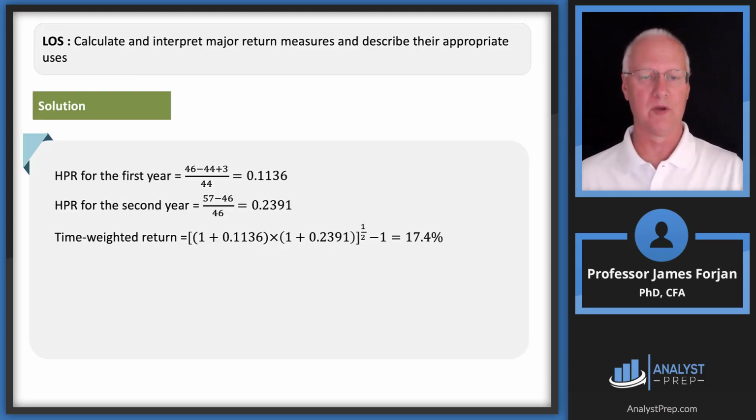So all we're going to do is compute those holding period returns. For the first year, that turns out to be 11.36%. For the second year, that turns out to be 23.91%. So that's just another illustration of what we did. What was that back on that very first slide in this slide deck? So we add 1 to each of those decimal forms of the holding period return. And since it's 2 years, we raise it to the 1/2. And there we get 17.4%.